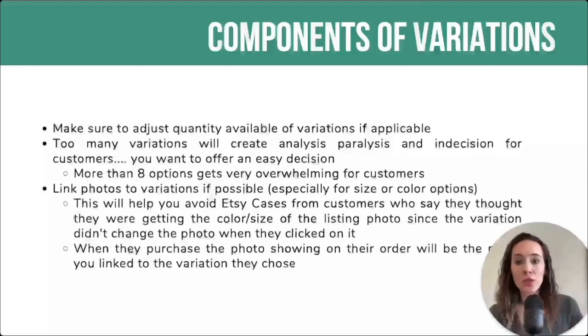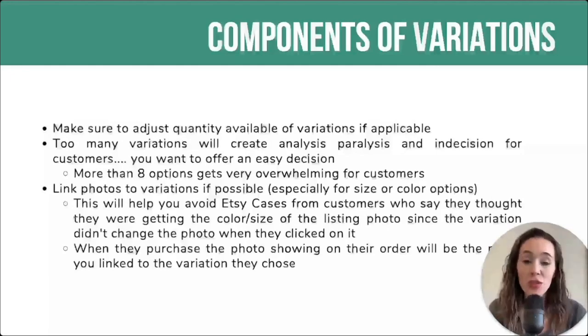We want to make sure to adjust the quantity available of these variations if it's applicable. So if you only have 5 of the red available and you have 20 of the blue, make sure that you don't have a blanket quantity available. Make sure you adjust the quantity, especially if your listing photo is the most popular color and you might be running low on that. You can adjust the price, select the quantity button, and make sure each variation has the appropriate accurate quantity.